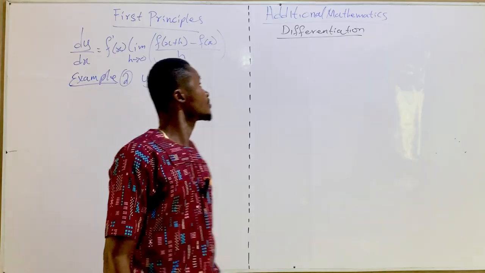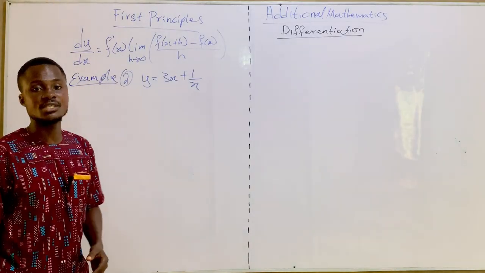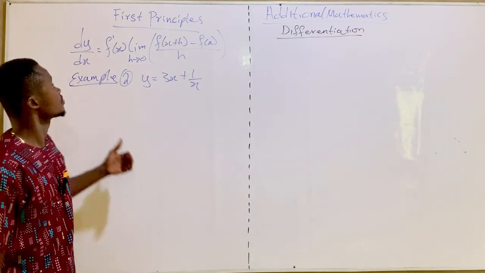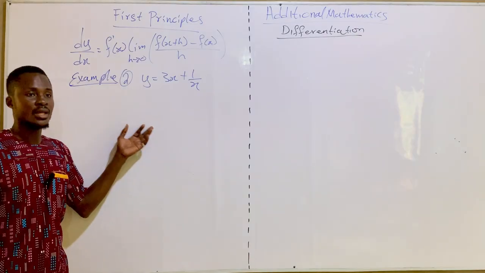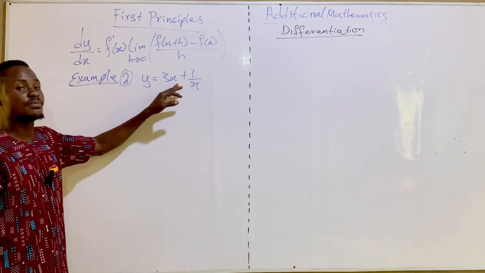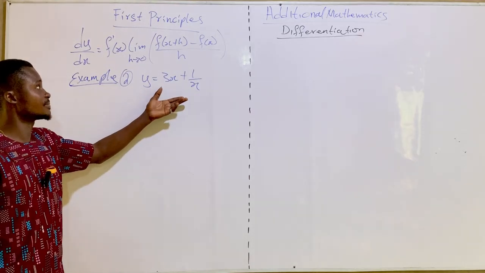We are all back on differentiation. We are continuing with the first principle as we have studied in the previous example 1. We are coming to look at example 2. Then we have example 2 on the board which says that y equals (3x plus 1) all over x. Now, how do we solve this?